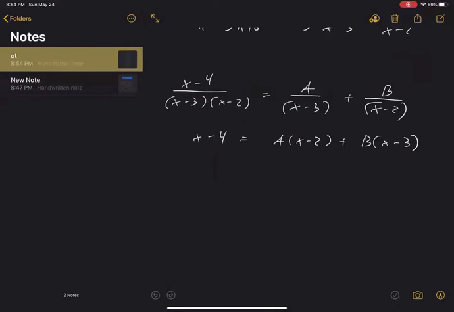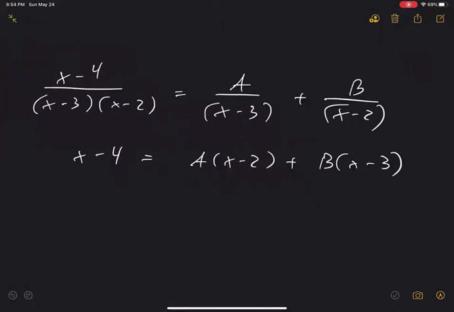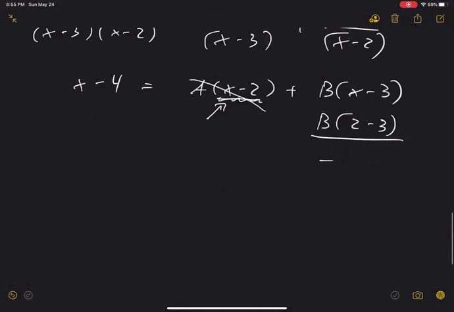So what do I mean by plugging in values that give cancellations? Well, let's see what happens. If I plug in 2 for x, this value is going to be 0, right? So this whole thing will get canceled out. And then what am I going to be left with here? If I plug in 2 for x, I would have b times 2 minus 3, so b times negative 1. On the right side, I'd have negative b.